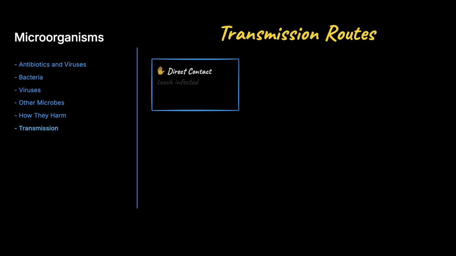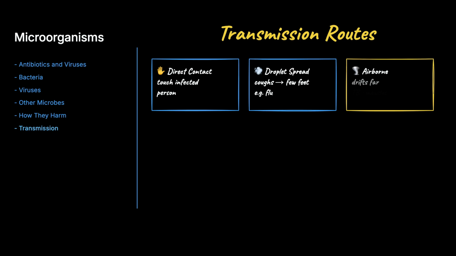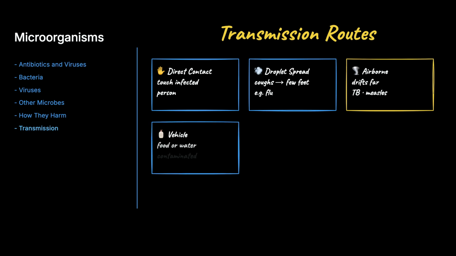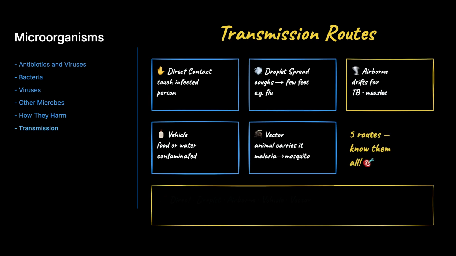How microbes spread is a favorite question, so learn the routes. Direct contact means touching an infected person. Droplet spread travels a few feet through coughs, like the flu. Airborne particles drift much farther, like tuberculosis and measles. Vehicle transmission rides in contaminated food or water. Vector transmission hitches on an animal, like malaria from mosquitoes.